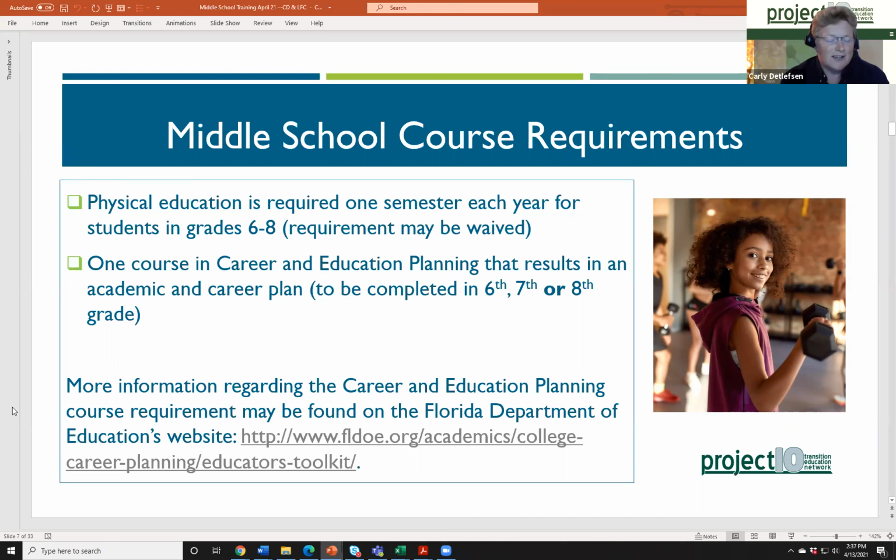I had an 8th grader when this legislation came out. Part of me as a parent panicked because I wanted to make sure he was going to promote to 9th grade, since they said this is a promotional requirement. I knew he didn't have a class on his schedule about career and educational planning, because it can be a standalone course, or it can be incorporated into one of their other classes, like social studies, for example. Working for Project 10 as a DOE project, I'm my kid's school's worst nightmare.